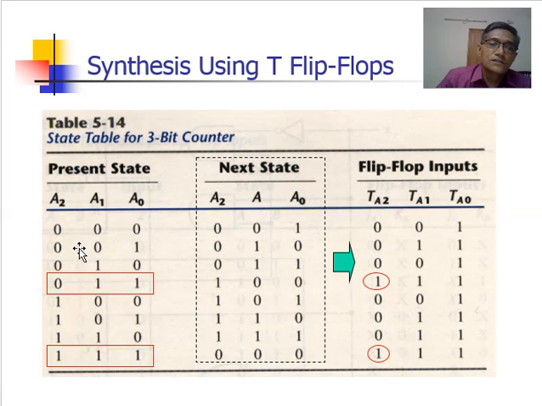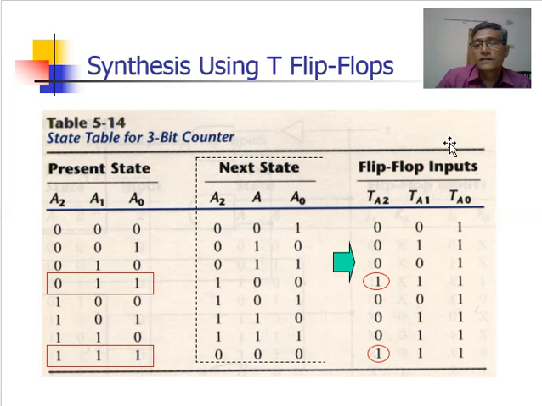If the present state is 0, 0, 1, next state is 0, 1, 0, that is it counts 2. Present state is 2, next state is 3. Present state is 3, next state is 4. Present state is 4, next state is 5. Present state is 5, next state is 6. Present state is 6, next state is 7. If the present state is 7, next state is 0. That is, it counts 0, 1, 2, 3, 4, 5, 6, 7 and goes back to 0.